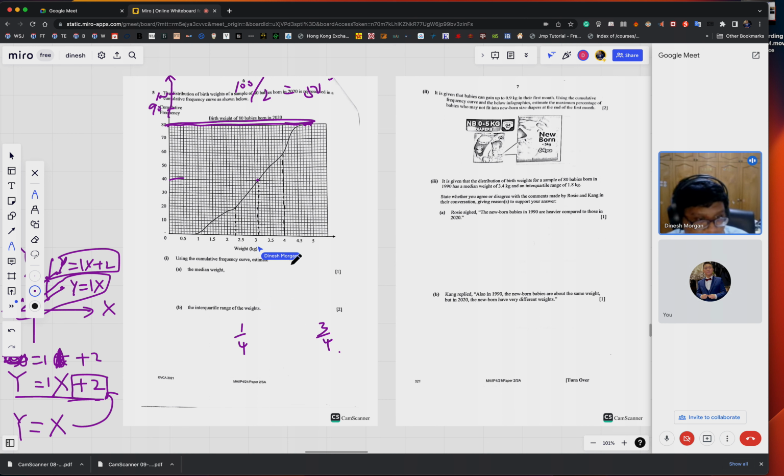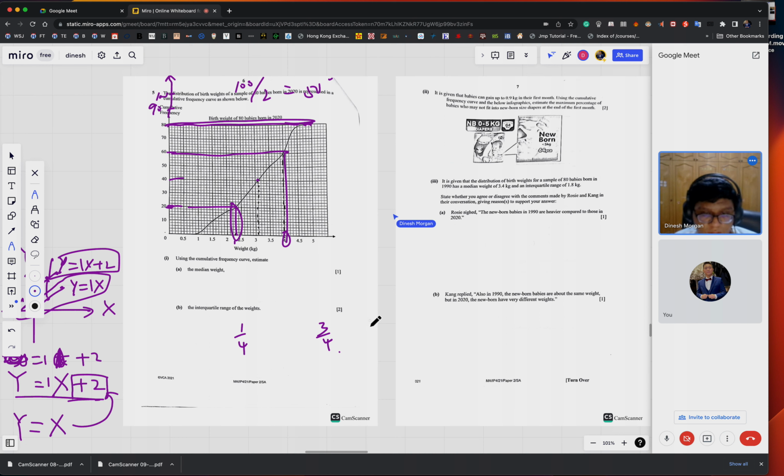Is it just 4 minus this 2.3? So it's the 20 and the 60. So it's the 20 here, this value, and you take the 4 minus it, then this one. Yes, correct. That's the interquartile range.